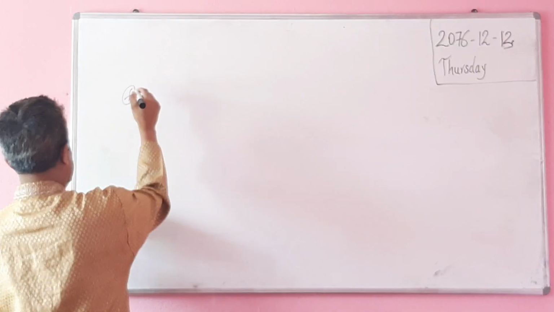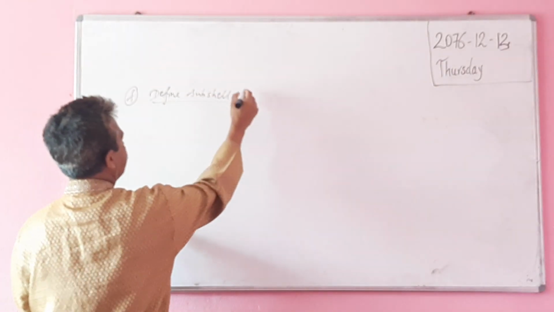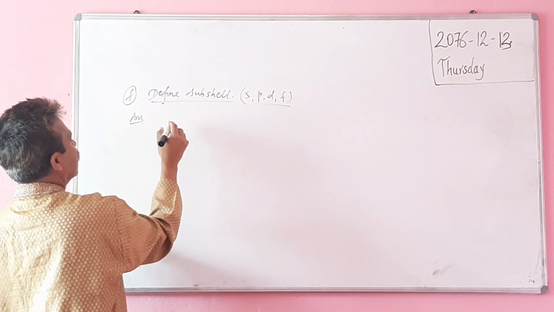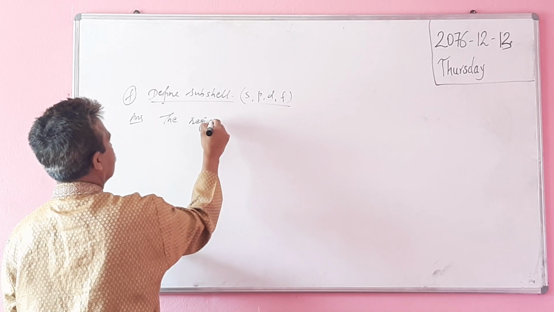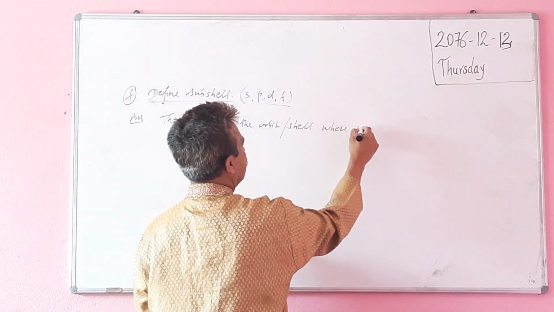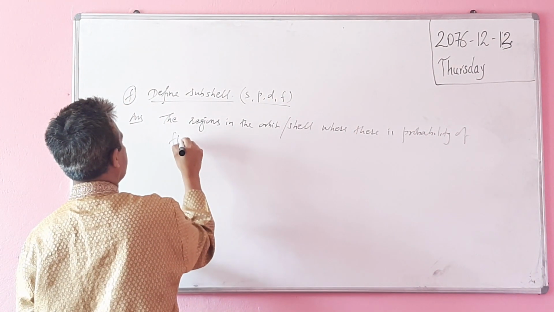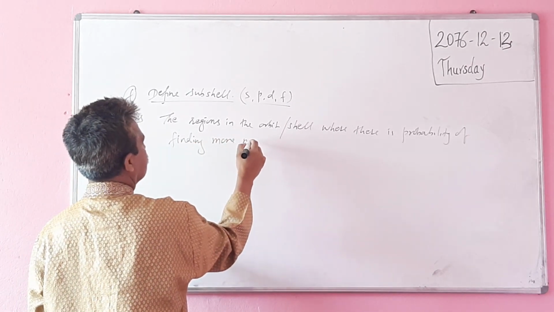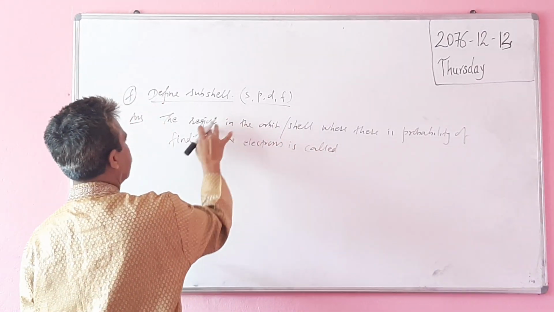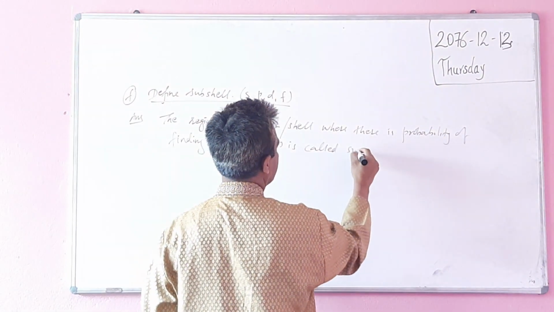Number F. What is the question? Define subcell. So subcell means here we have to remember S, P, D, F. What are subcells? Answer. The regions in the orbit or cell where there is probability of finding more electrons is called subcell.